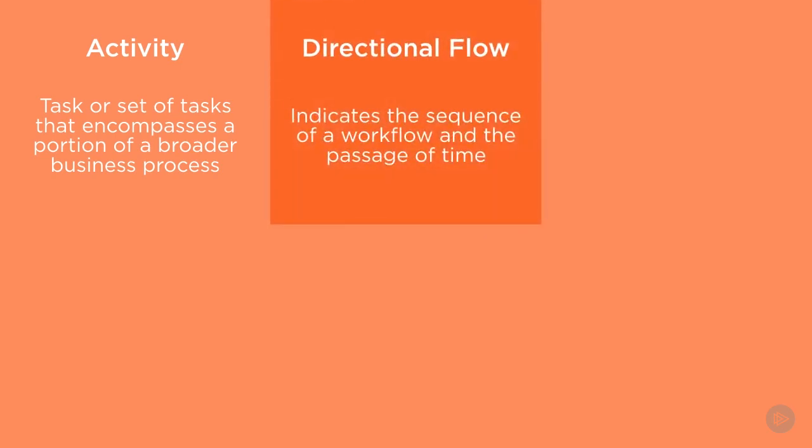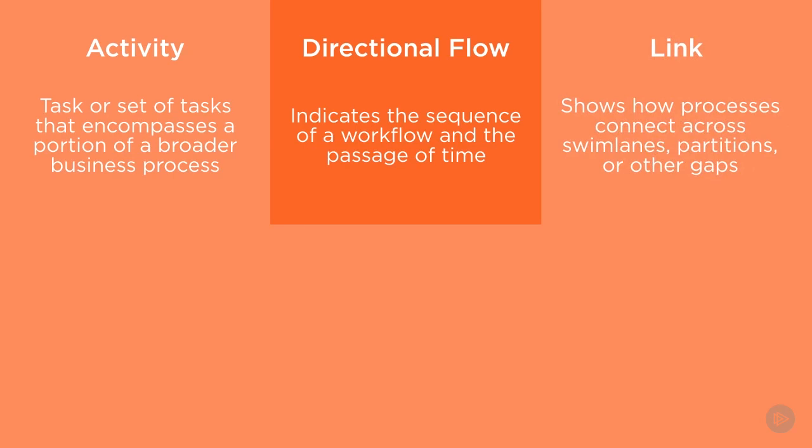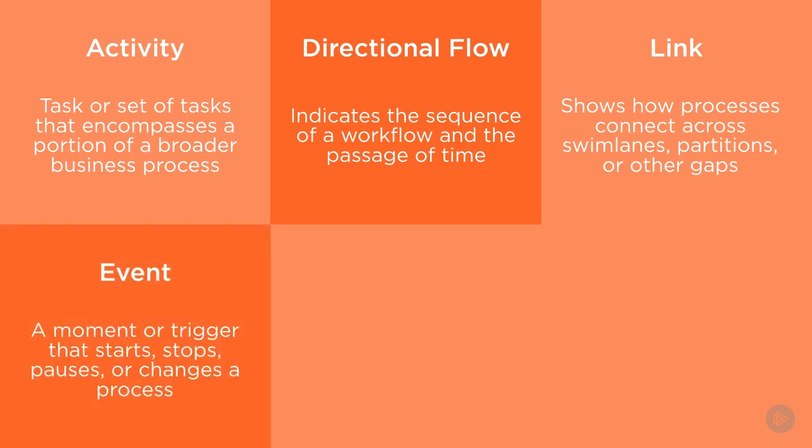Directional flow is also important to notate, indicating the sequence of a workflow and the passage of time taking place. Links show how processes connect across swim lanes, partitions, or other gaps. These may be areas where particular pieces of data might be handed off, or where work might transfer from one team to another. Events are moments or triggers that either start, stop, pause, or cause changes in a process to take place. Examples here could be the end of a phase of development or finding ourselves in a quality assurance or quality control sort of process where we either approve or reject a piece of work as meeting our standards or not.